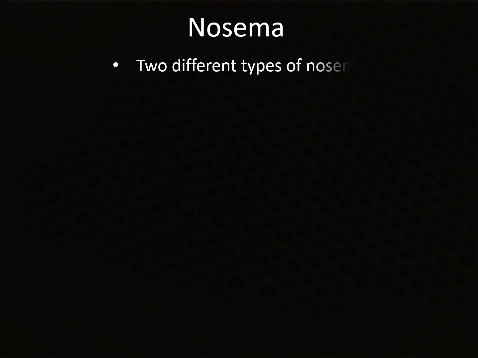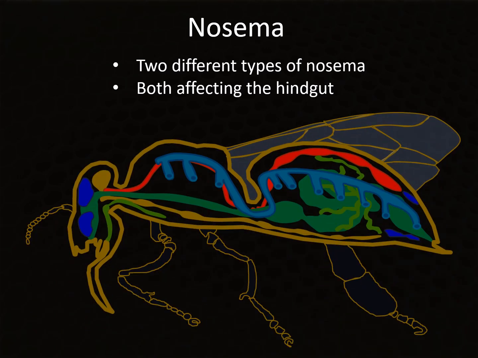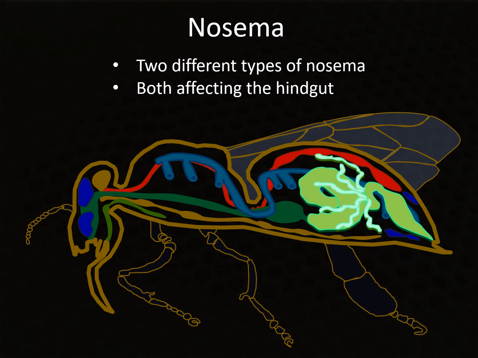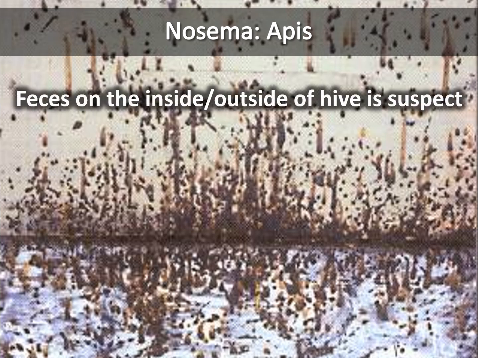So nosema, there's two different kinds of nosema, and they both affect the hindgut of the bee. And you'll see this on the outside of your colony. With Apis, you may also see it on the inside. Bees are so clean, they do not like to defecate in or around their colony. So if you see this, there's some kind of an issue. So, feces on the inside and the outside.